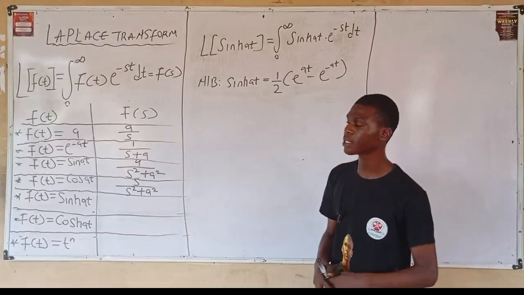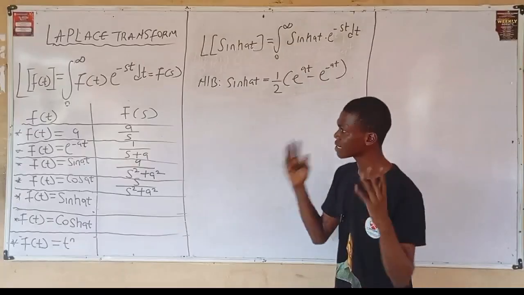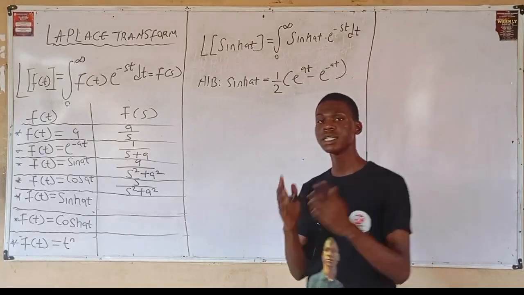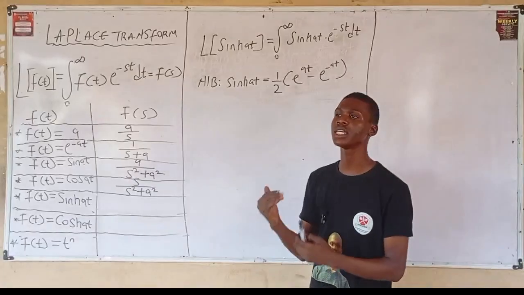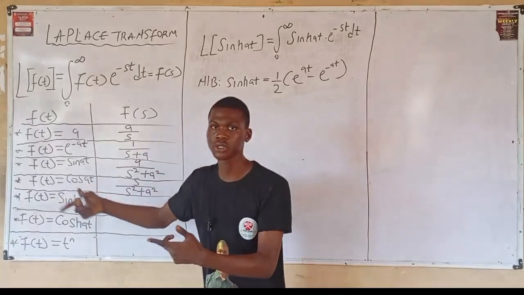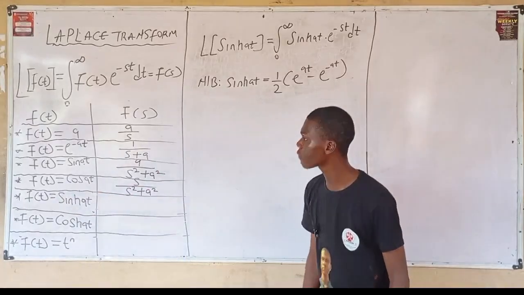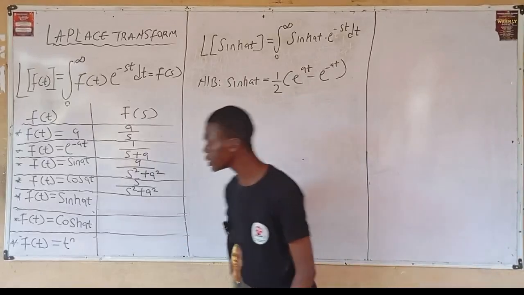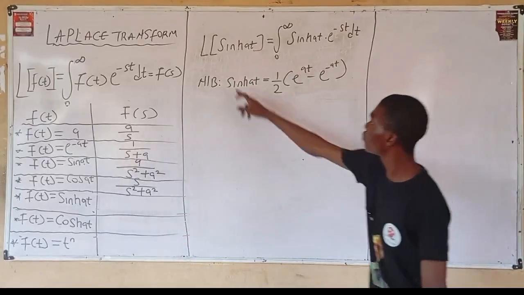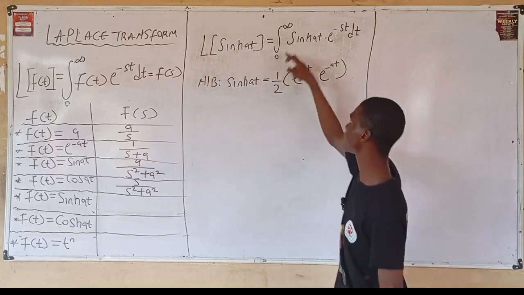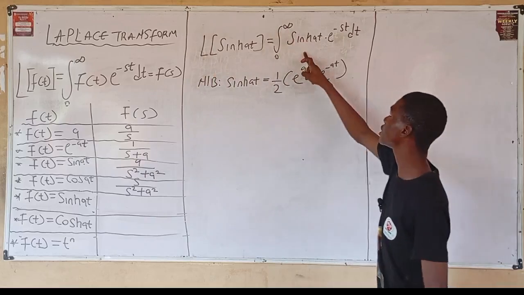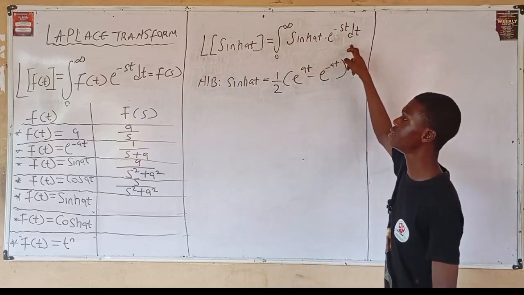So let's fill up our table. Let's finish up with our Laplace standard table. Now from here, the same way we did the previous transformation, you are going in ascending order, meaning you are implementing the idea of the previous transformation to the next transformation. Now we want to transform sin at. We've written it out: the Laplace transform of sin at becomes the integral from 0 to infinity of sin at multiplied by exponential negative st dt.